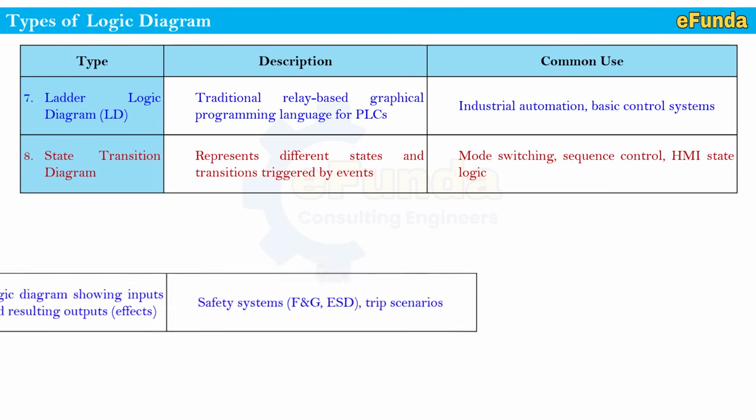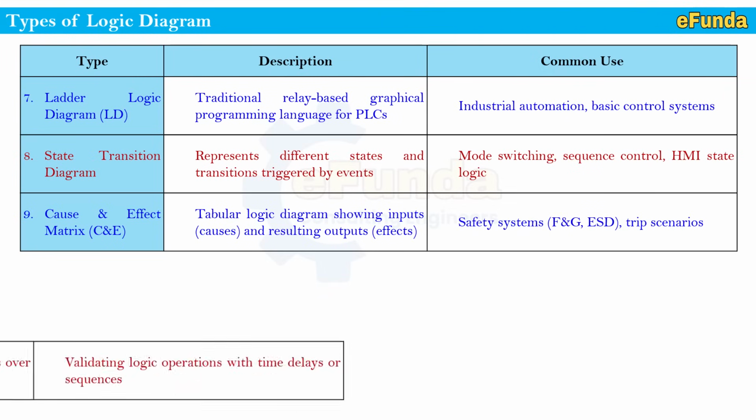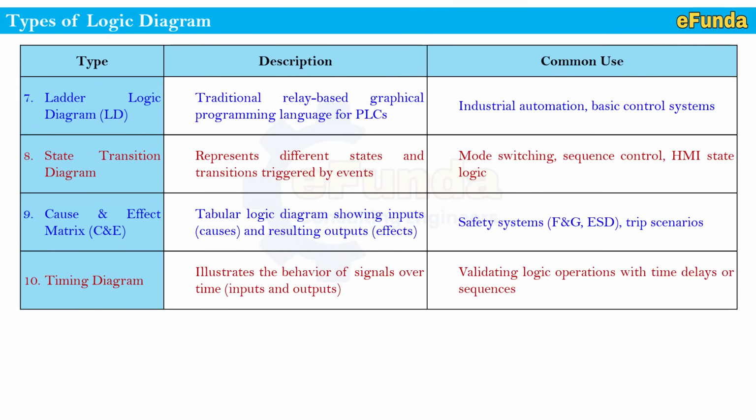Ninth, cause and effect matrix, that is CE. Tabular logic diagram showing inputs, that is causes, and resulting outputs, that is effects, commonly used for safety systems, F&G and ESD, and trip scenarios. Tenth, timing diagram. It illustrates the behavior of signals over time, the inputs and outputs, and is commonly used for validating logic operation with time delays or sequences.